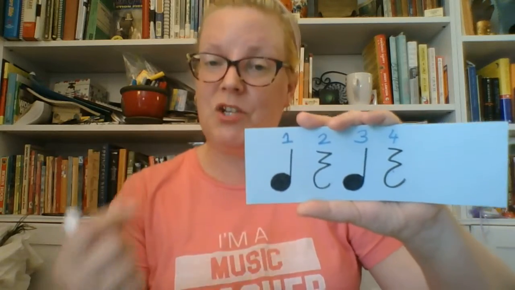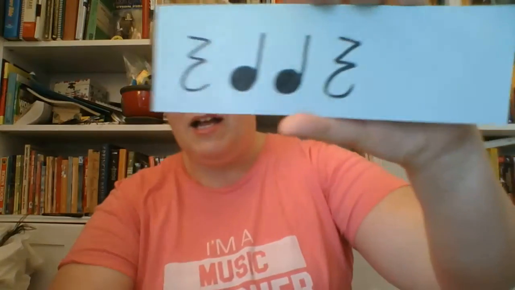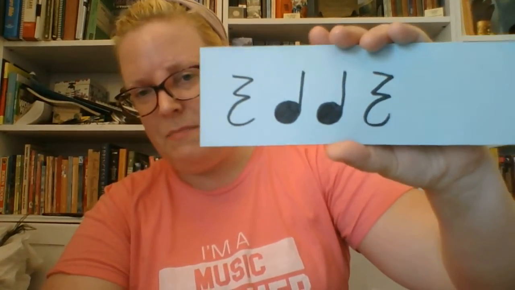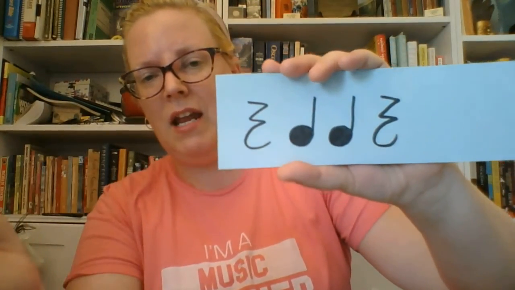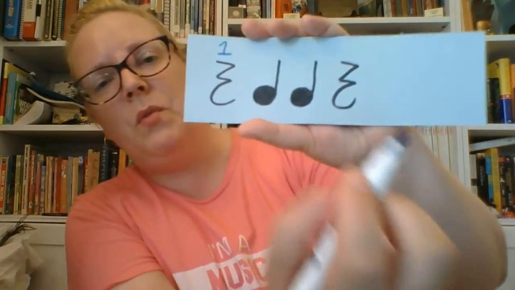Each symbol gets the same amount of time because they're each worth a beat, but some make sound and some are just silent. Good, let's do another mixed up one. All right, how many beats? How would we start counting? We start with, yes, number 1. Good, start with number 1.